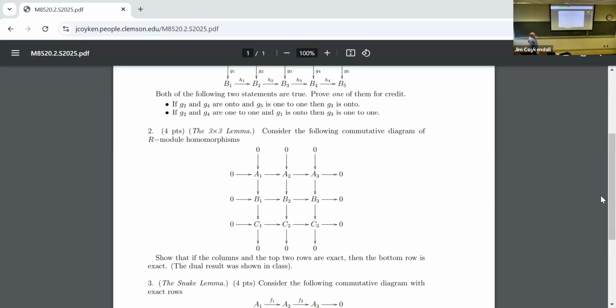The 3x3 lemma reminds me of the Hollywood Squares. This is kind of a fun one. I'm going to do the dual case of this actually in class. What I want you to do is show, so again, you've got the same situation.